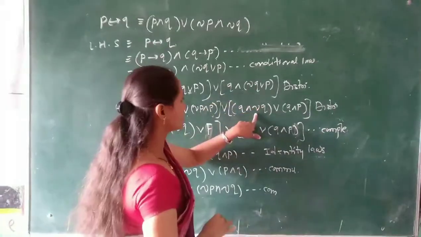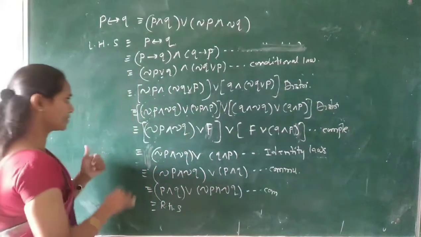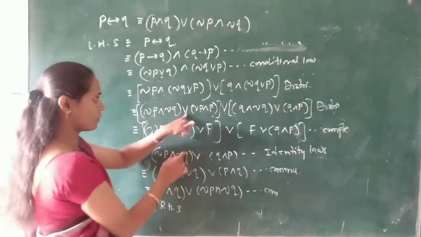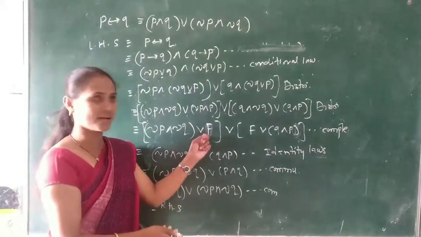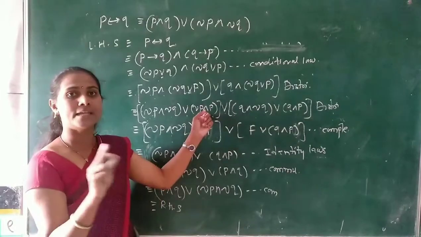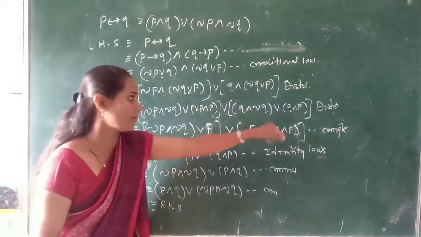¬Q ∨ (Q ∧ P). Again we distribute this term. Now ¬P and ¬Q keep as it is, or ¬P and P which is here. If it is P and this is T, then in conjunction, if T and T, then it is T, otherwise it is F, which is called the complement law.